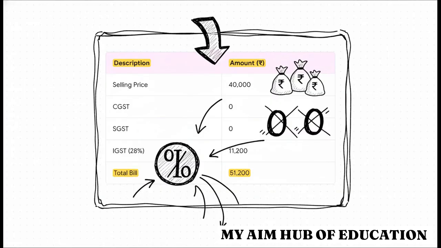And just look at the difference on this bill. Selling price, 40,000. But now, CGST is 0. SGST is 0. The whole tax is parked under one heading, IGST. See? The total amount of tax collected is based on the same principle, but how it's collected, totally different.